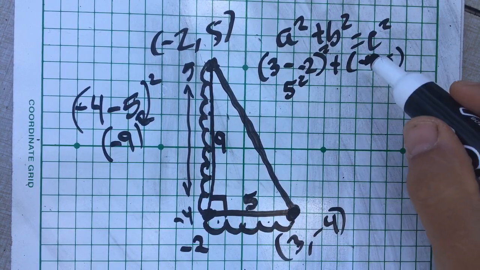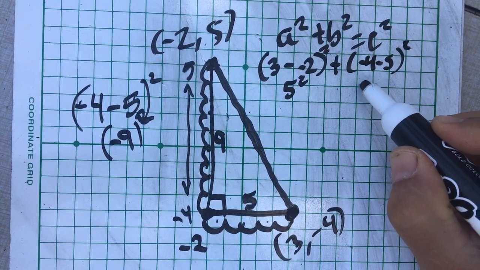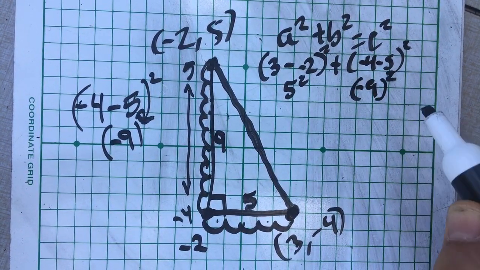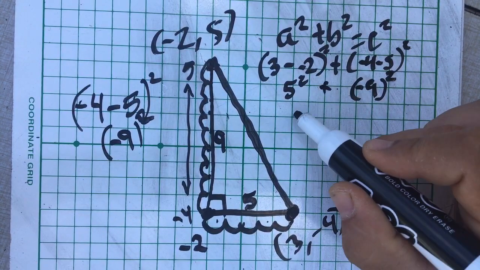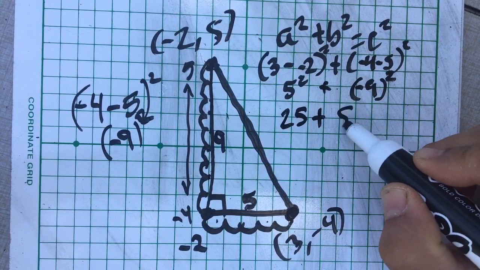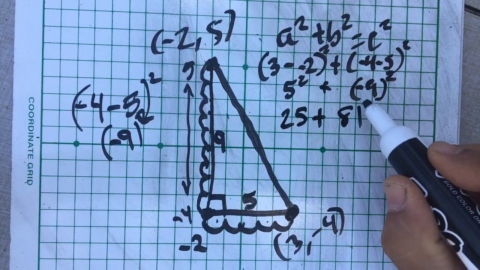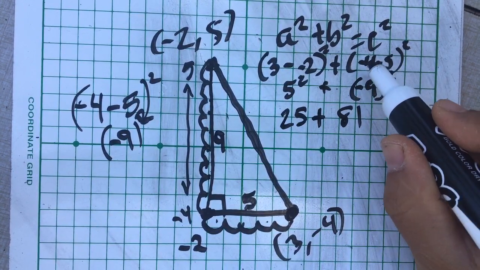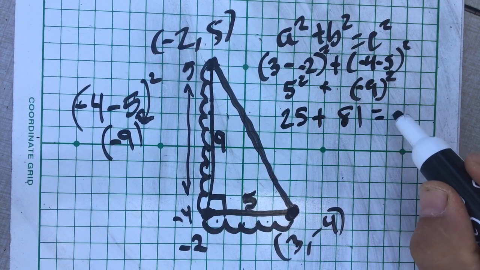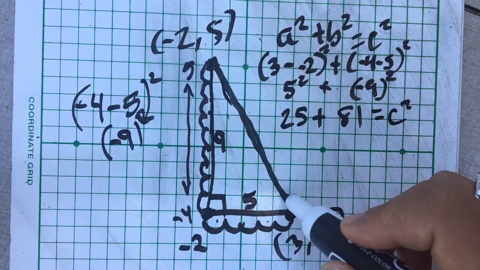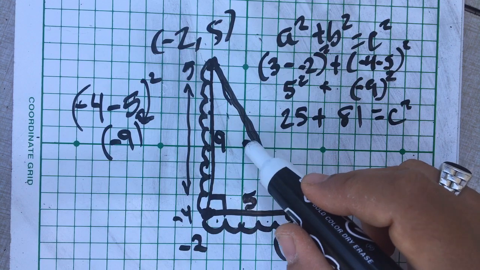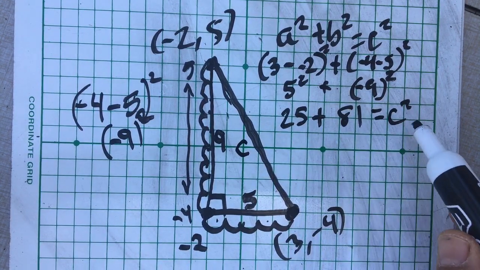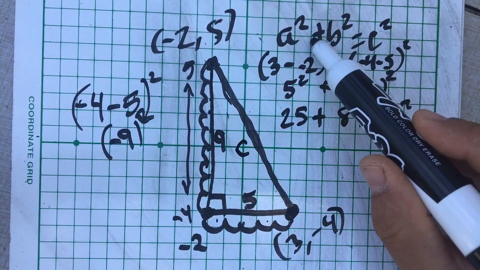The only reason why the negatives don't apply is because when it's -9 squared, you're still going to get 25 plus 81, and 81 is positive. 81 changes to a positive. Even though this will give me a negative value, I'm trying to figure out what is my c. What is the hypotenuse? So again, the Pythagorean theorem brings this number.